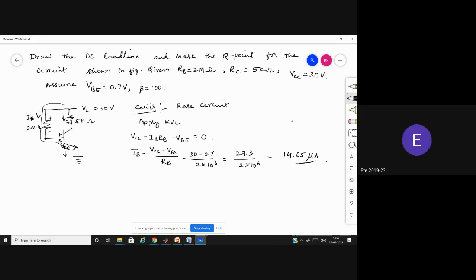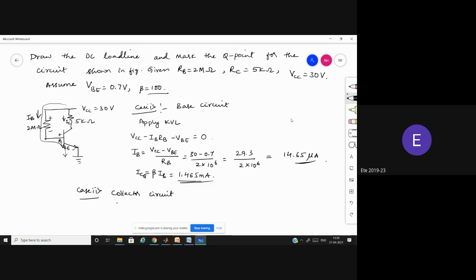Yes, sir. Okay. Now IC is equal to beta times IB. So it is getting converted to milli: 1.465 milliamps. We have beta is equal to 100, it is given. Once we are done with this, whatever we obtain here is our quiescent collector current. Then we need to take out the case 2. In the case 2, we consider the collector circuit.